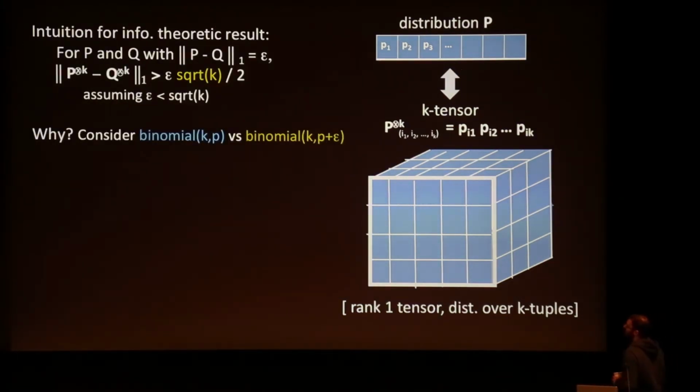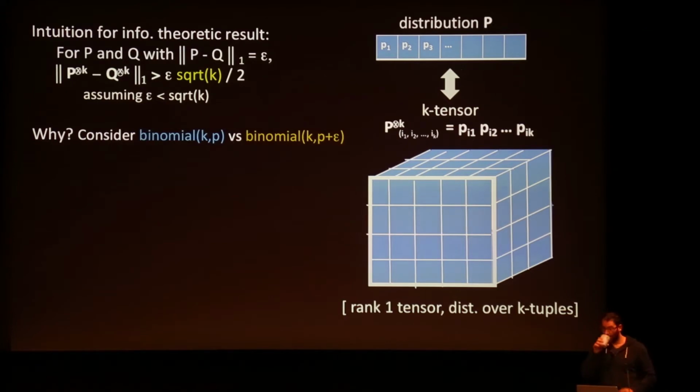Okay, so the intuition for why the error of recovery should decrease as the square root of the batch size is just the following. If you have two distributions, p and q, whose distance is epsilon, and you look at how different the corresponding k-tensors are, well, in this k-tensor land, basically their distance will be blown up by a factor of root k. Okay, so p is a distribution over outcomes. The k-tensor is a distribution over a set of k samples. Okay. And this will blow up your distance by a root k factor.